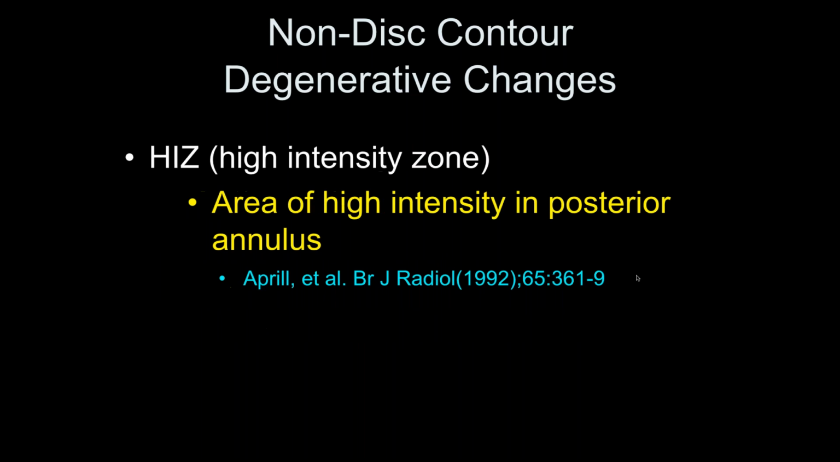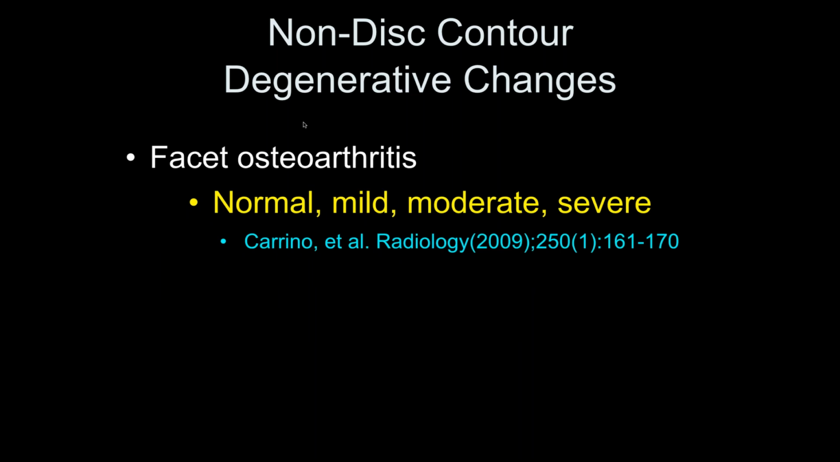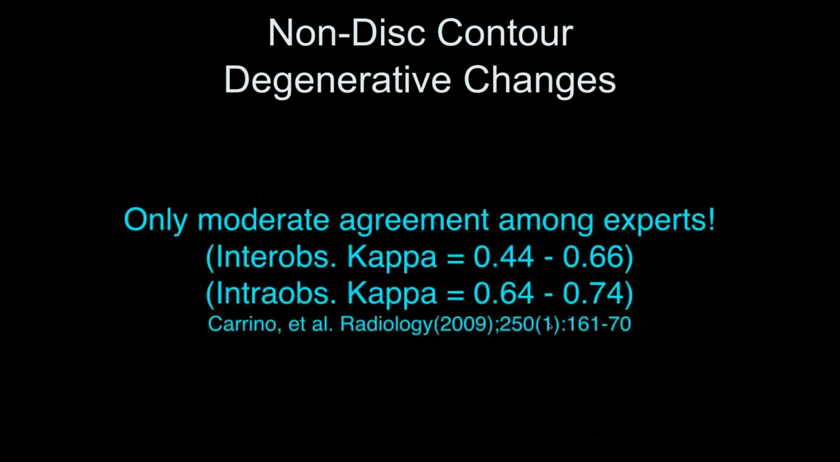Okay. And then the high intensity zones we've talked about, and then finally facet osteoarthritis. And this, along with atrophy of the muscles and ligaments, are probably the most common actual cause of pain within the spine. And you can characterize them. This is a paper from Carrino, I think back when he was at Hopkins. And this just shows that you can grade them into normal, mild, moderate, or severe, but then there's a big overlap between them. And you're all familiar with what they look like, and we'll see some in a minute.